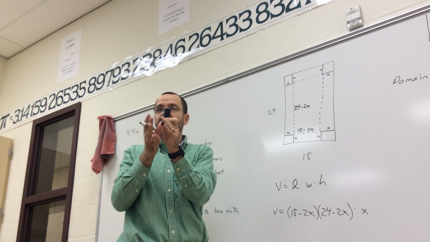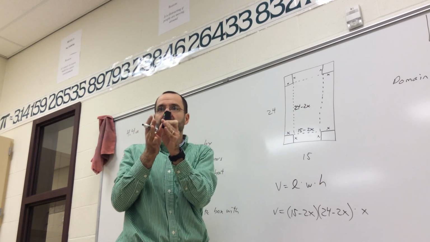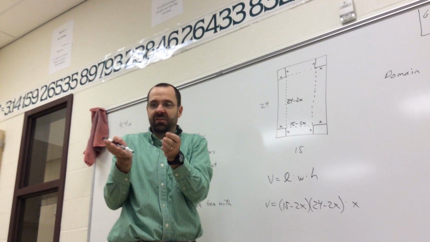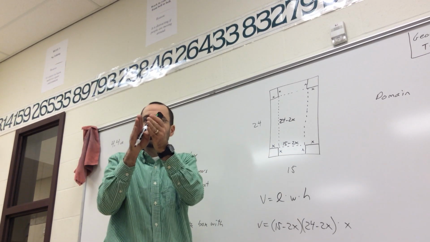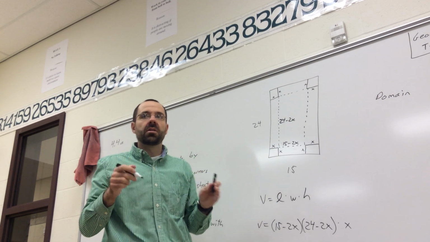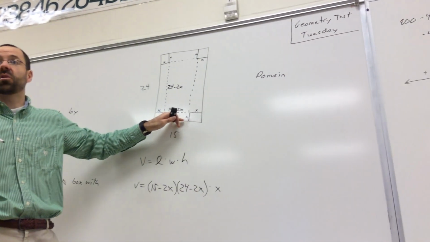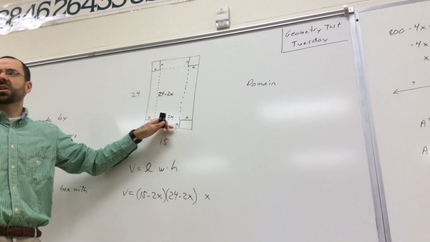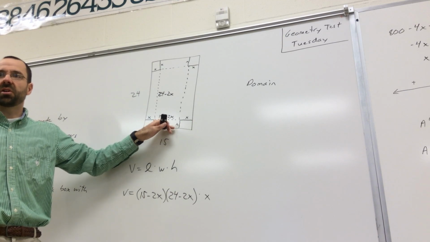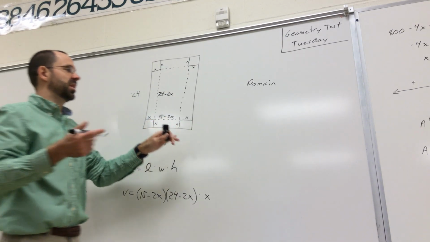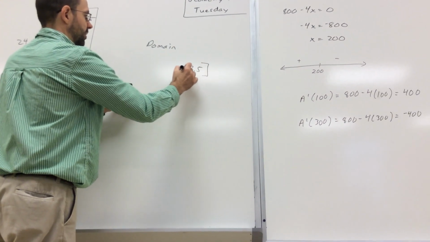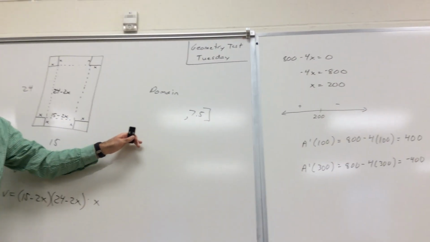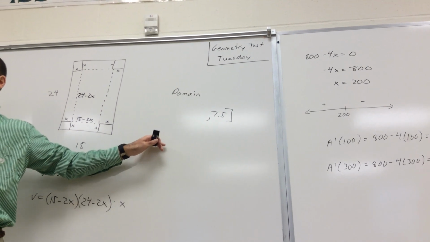If I cut out 7.5, then I've used up everything, right? Then I don't really have a box. I have a flat piece of paper that's folded up, or piece of cardboard. But 7.5 is the farthest I could possibly go, right? Of course, we're not going to do that because that'll give us a volume of 0. But I'm going to say that the biggest possible x is 7.5. I'm going to pretend that 7.5 is okay.